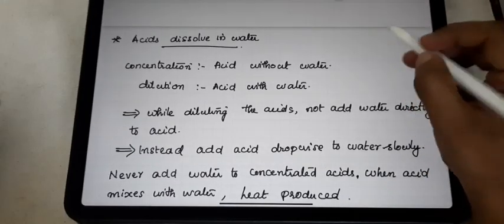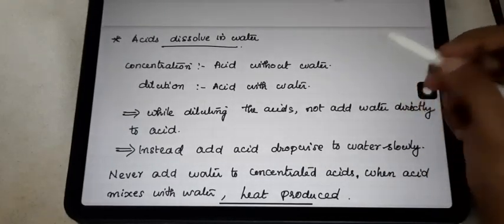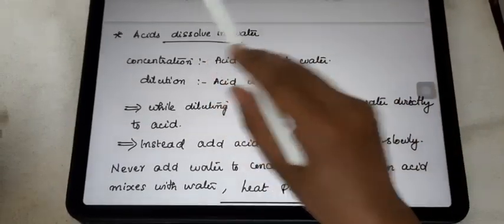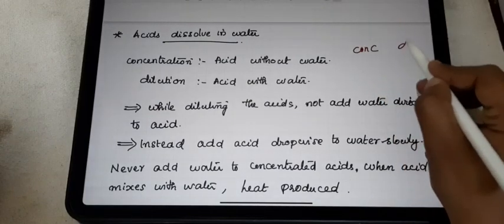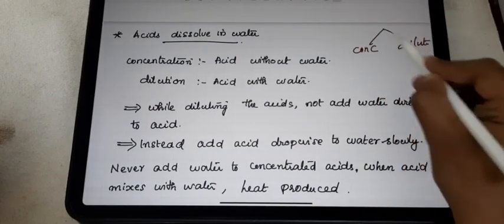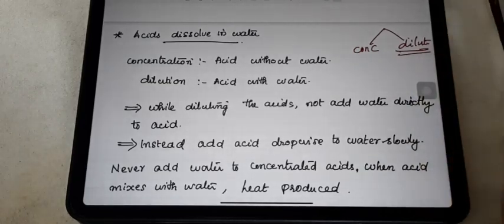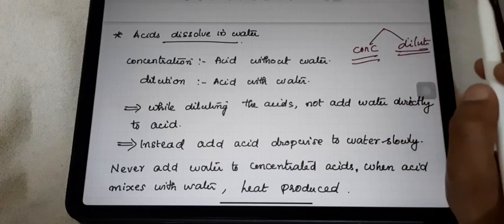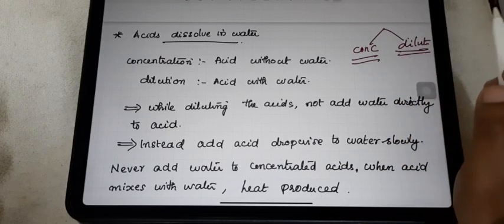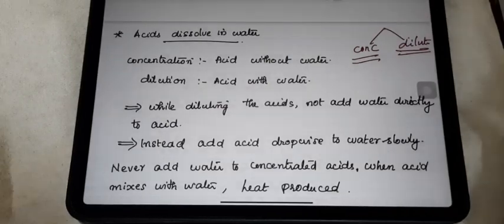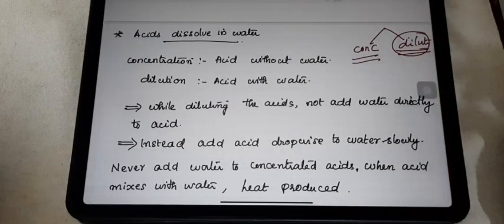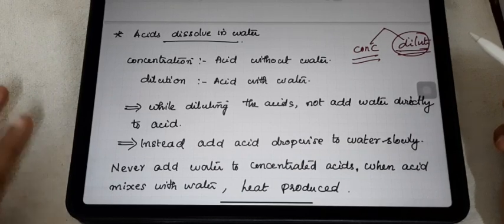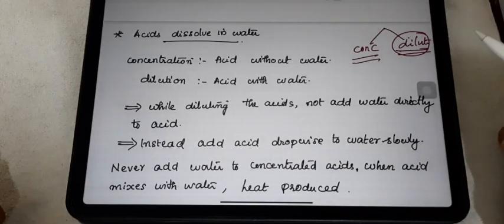In the chemistry lab, we use acids mainly in two ways: concentrated and diluted. The term dilute means addition of water. Concentration means using the acid without water. Dilution means the addition of water. But when we add water to acid, there is one necessary rule we have to follow.